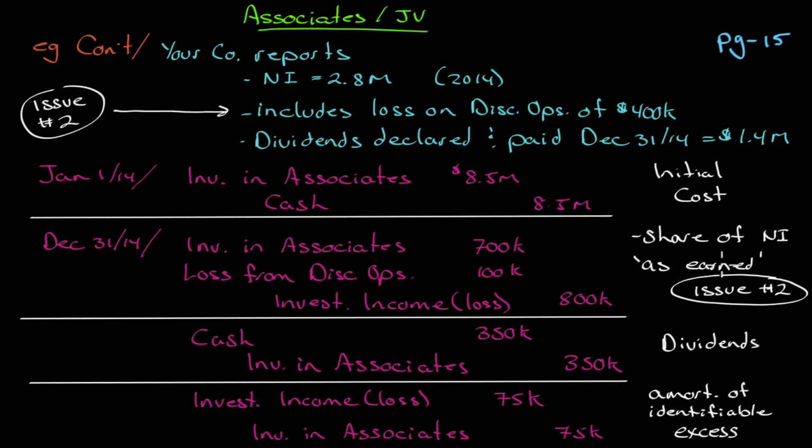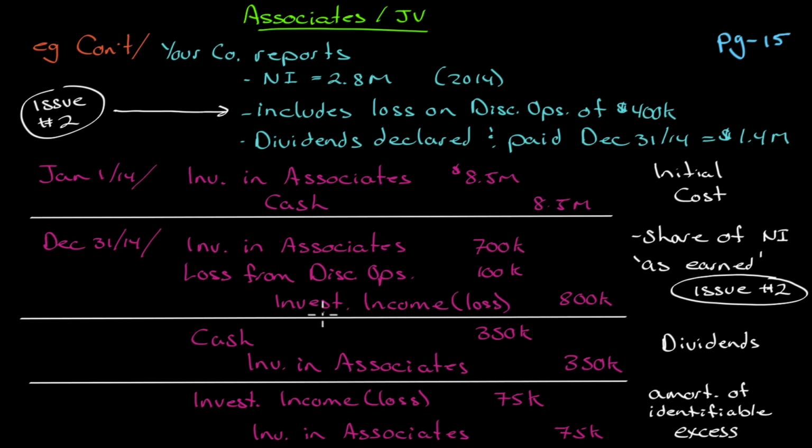All right, let's take care of that. So we're going to increase our investment in associates by $700,000. You made $2.8 million. Let's do the clean part first. You made $2.8 million. I get 25% of that. Right away, I'm going to increase by $700,000. Done. But you have a loss on discontinued operations of $400,000. So I got to claim that loss of 25% on my income statement. So on my income statement, I'm going to have a loss from discontinued operations of $100,000.